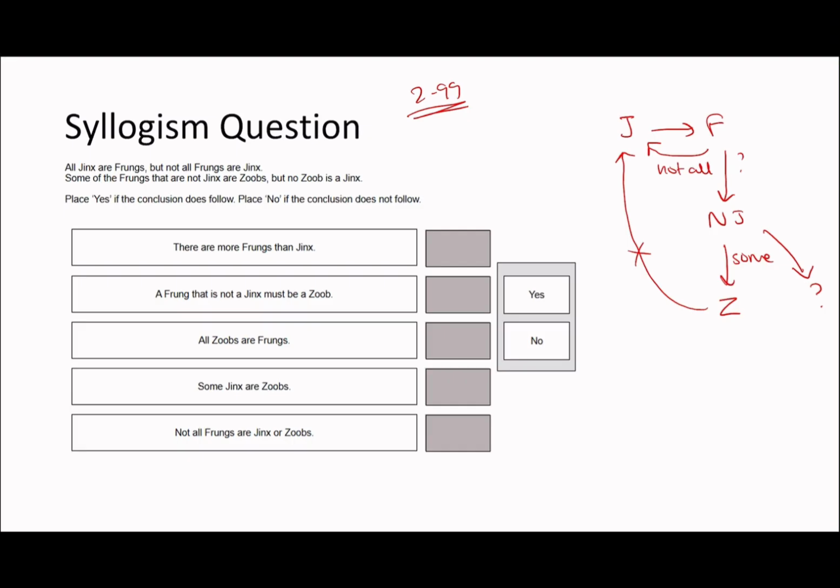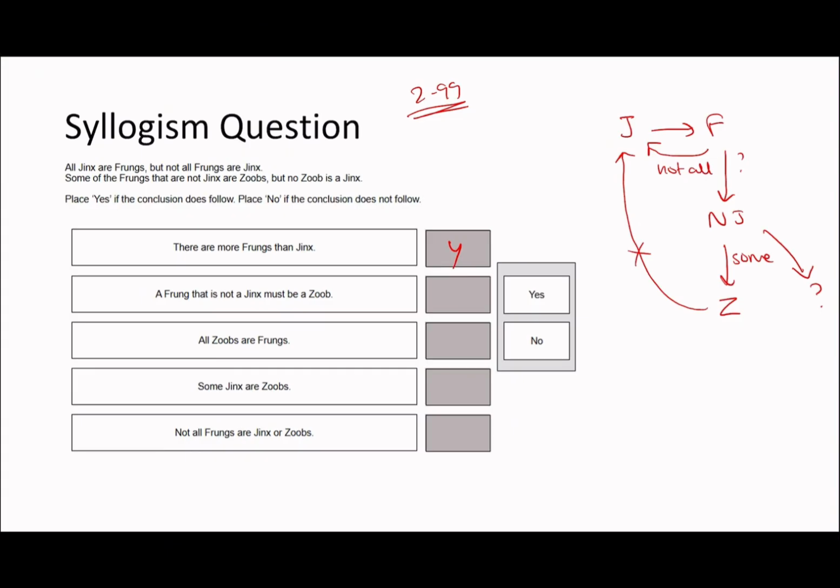So there are more frungs than jinx. Well, this must be true because all J is F. And remember, not all F is J. There's some F that's not J. So this must be true. And once again, there's no point you creating a hypothetical here. You'll just fail. And also, this is easy enough to do in your head without necessarily needing it. And so this is what I mean. It's not like you need to do it on every question, but it's going to be vital for those harder questions.